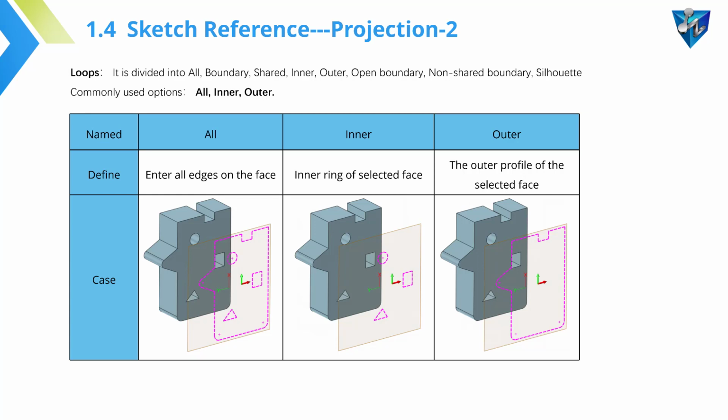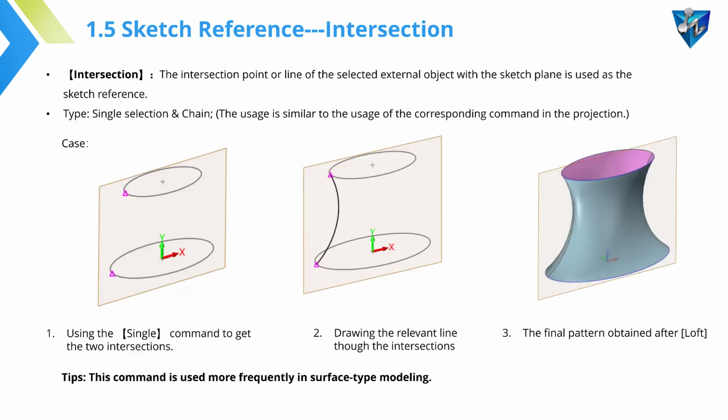For all loops, when you select a reference solid, all the edges on the faces will be selected. And if you choose the inner ring, only the inner ring of the selected face will be selected, as you can see here. And for the outer, if you use the outer loops, only the outside profile will be selected.